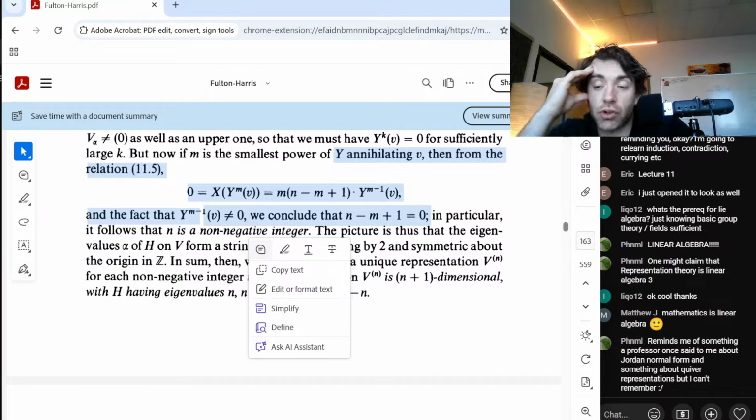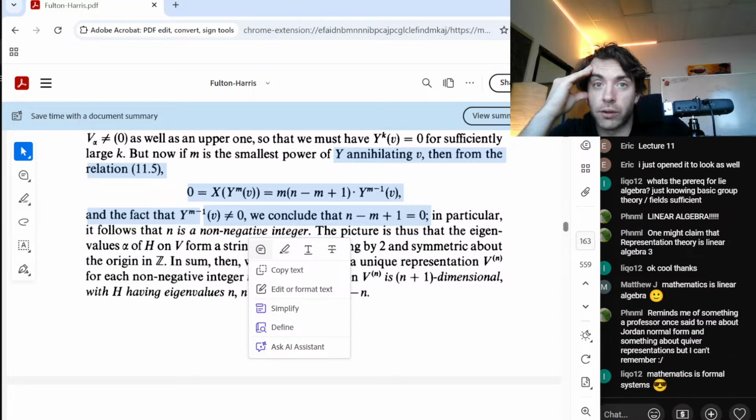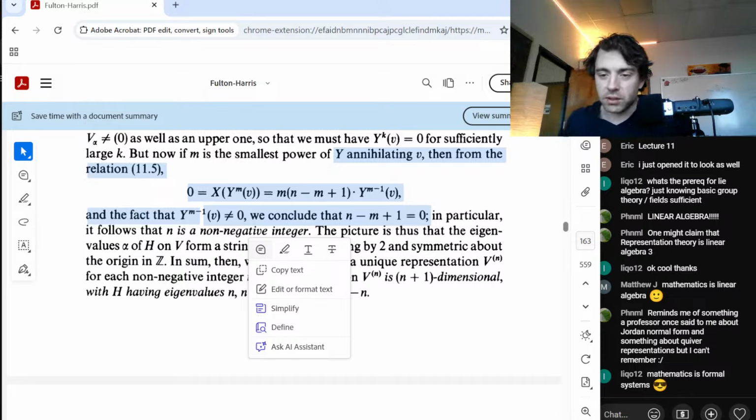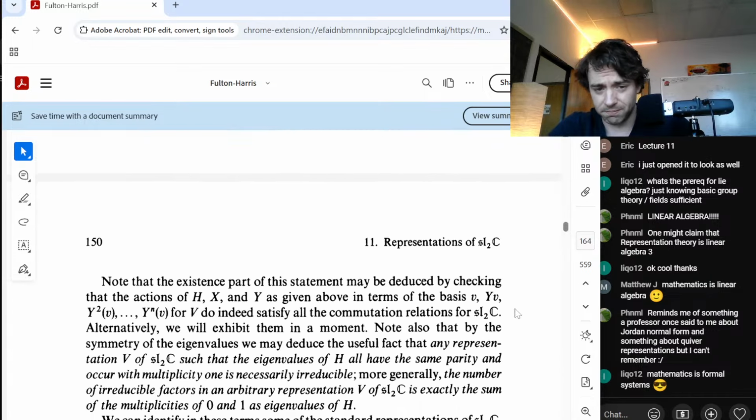Mathematics is linear algebra. That's almost true. The mathematics we know how to do is linear algebra, and the problems that are hard are ones that we have not yet reduced to linear algebra. It reminds you of something a professor once said about Jordan normal form and quiver representations. Jordan normal form is something you should know well; these basic things from linear algebra are very important. I didn't learn it properly when I first learned it. I was slacking off, and then it comes up again all the time. So it's definitely worth knowing.